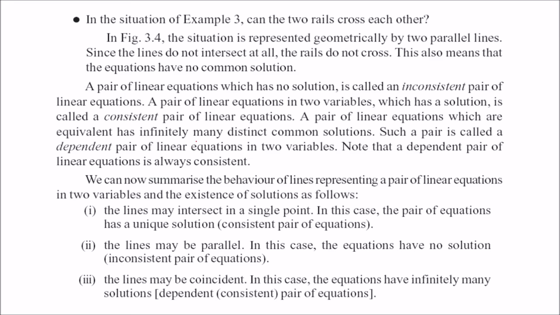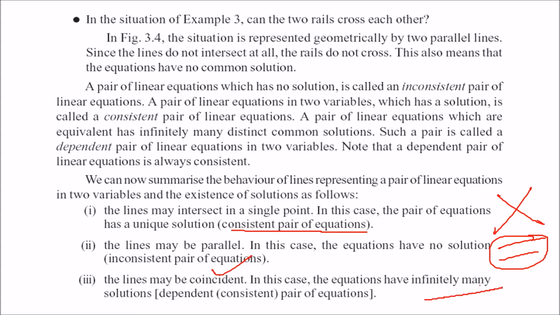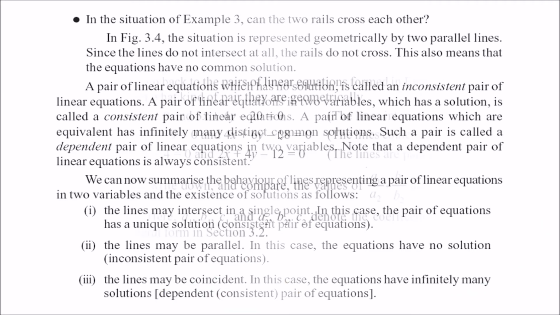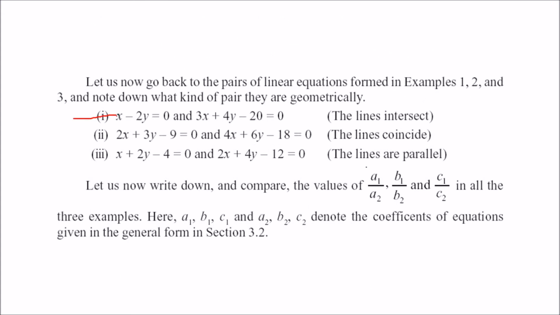So what are we going to call them? Let us summarize. If lines intersect at a single point, we call these a consistent pair of equations. If lines are parallel, we are aware that they are not going to provide us any solution, so these are an inconsistent pair of equations. And how about coincident? Because these two lines are the same, these are a dependent or consistent pair of equations. So these lines intersect, these lines coincide, these lines are parallel.